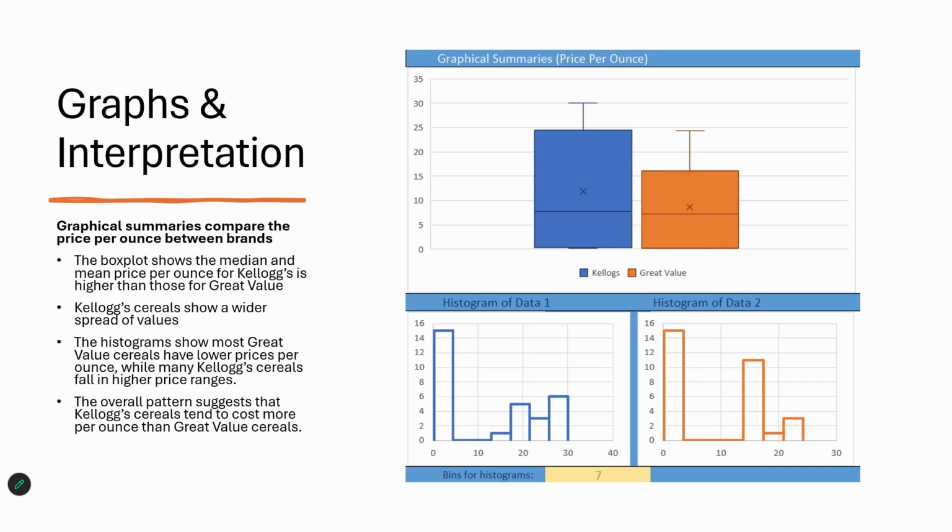The histograms below show the distribution of prices. Most Great Value cereals fall into the lower price ranges, while many Kellogg cereals fall into higher price ranges. Overall, these graphs suggest that Kellogg cereals tend to cost more per ounce than Great Value cereals.